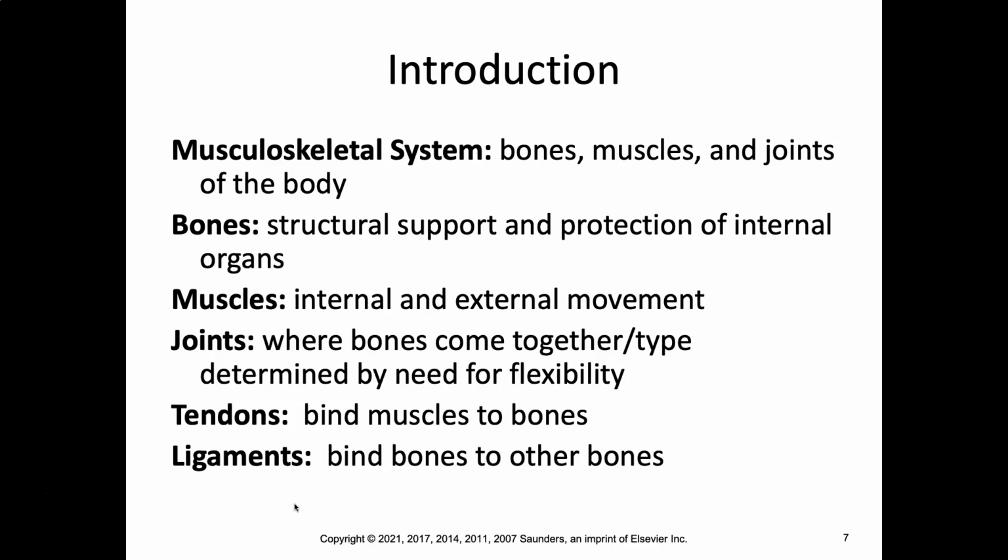Your muscles allow internal and external movements. Your muscles move your bones. And then your joints are where bones come together, and the type is determined by the need for flexibility. For instance, your elbow bone flexes differently than your ankle bone. Then actually there's multiple bones in your ankle, so don't get me wrong there. But if you'll notice in your hands how they flex, it's a little bit different than your shoulder or your neck. Your tendons bind your muscles to bones.